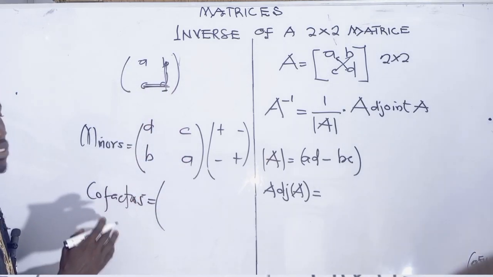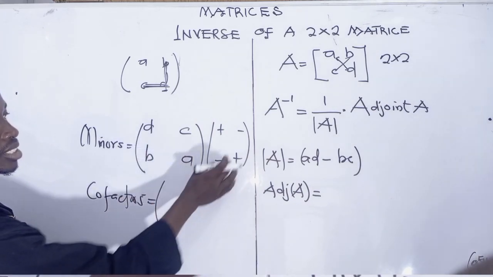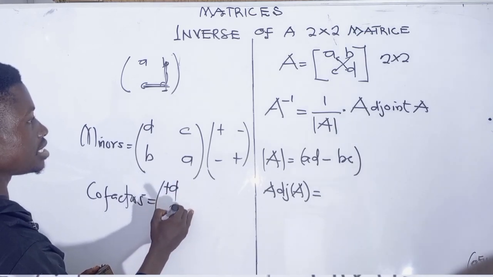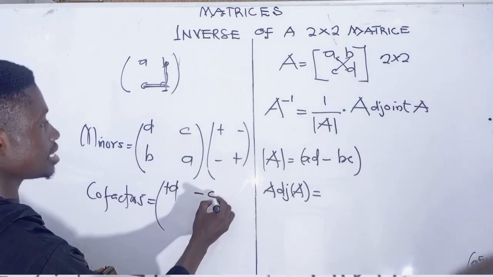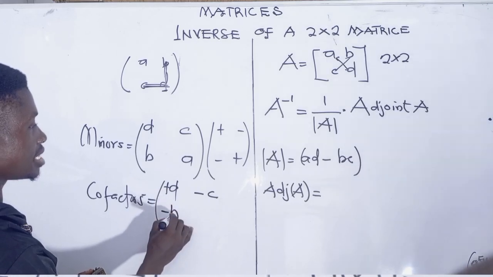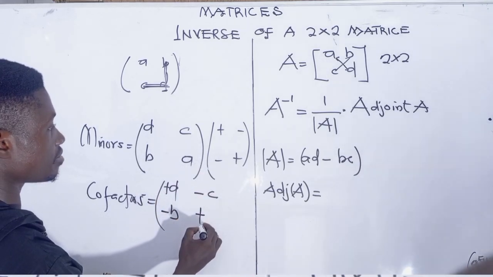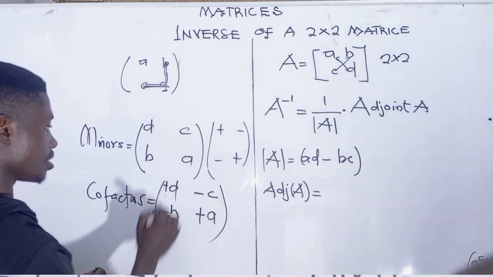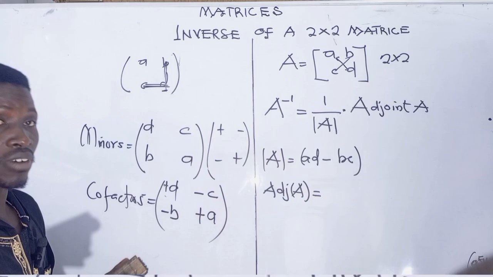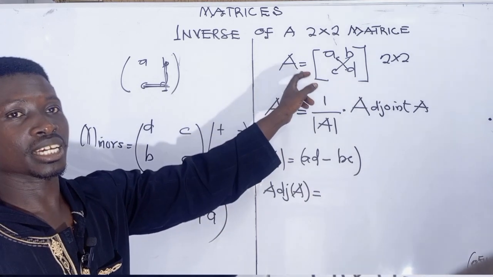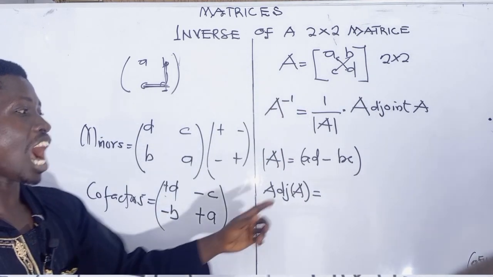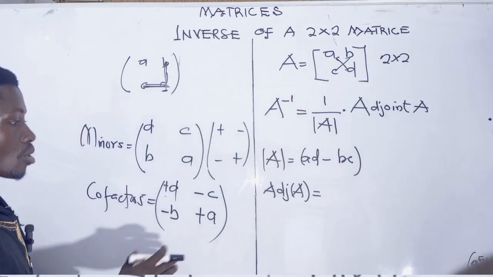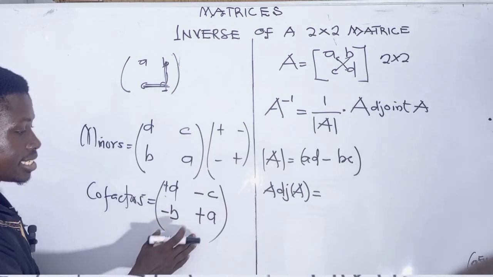To obtain the co-matrix, we are going to multiply these entries in the minors by these signs. So this is going to give us positive D. This is going to give us minus C. This is giving us minus B. And this is giving us positive A. So this is the co-matrix or cofactor for matrix A. And we are saying that to obtain the adjoint of matrix A, we are going to transpose the cofactor of matrix A, and this is the cofactor.